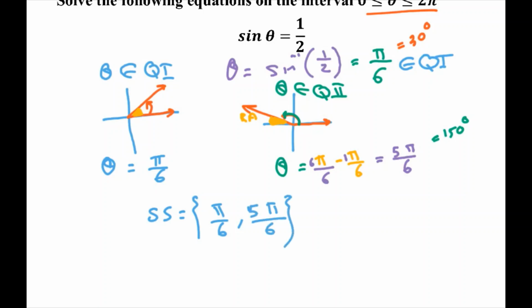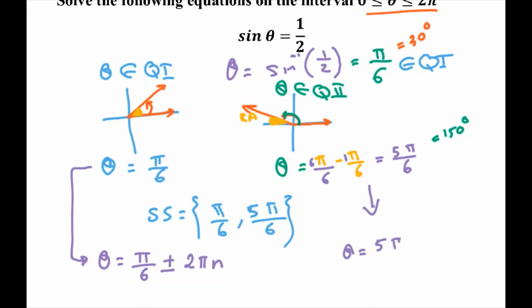Now that's if I want only two solutions from 0 to 2 pi. However, if you want a general solution, then you will say theta equals pi over 6 plus or minus 2 pi n, or 2 pi k, sometimes they use. And then you will say theta equals 5 pi over 6 plus or minus 2 pi, again n or k.